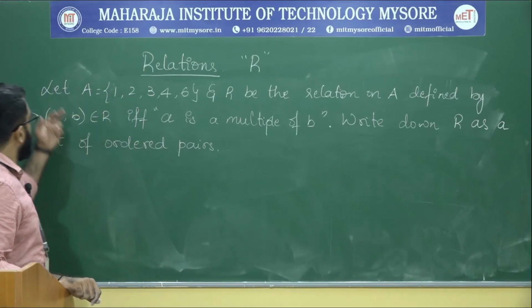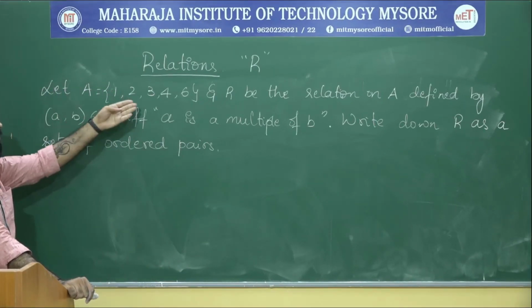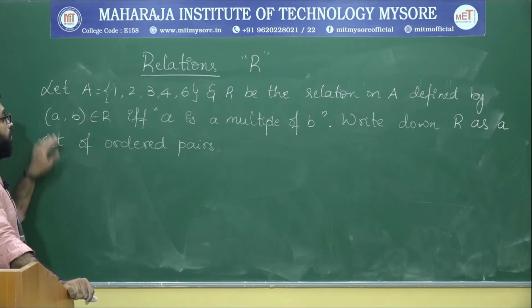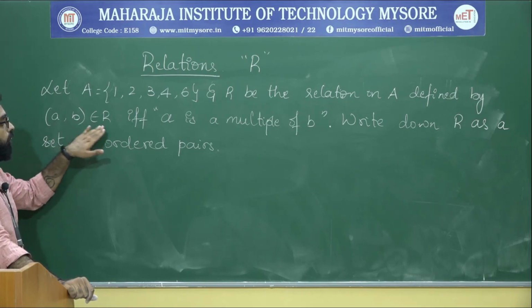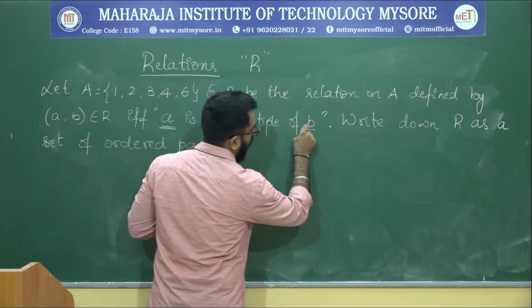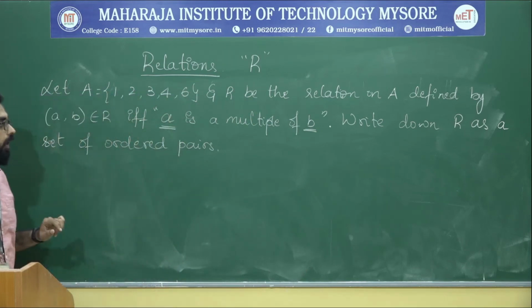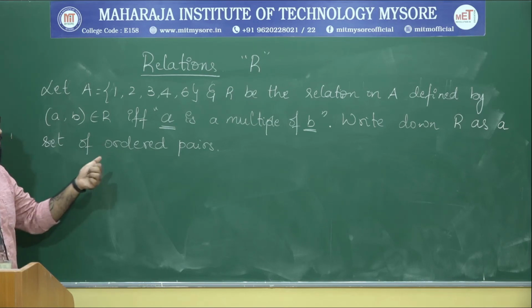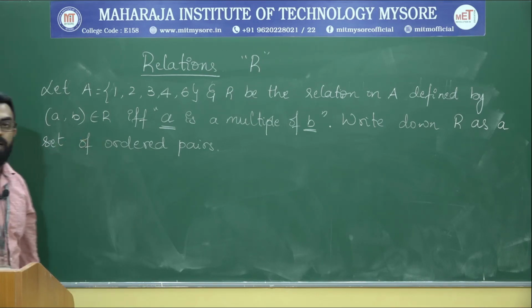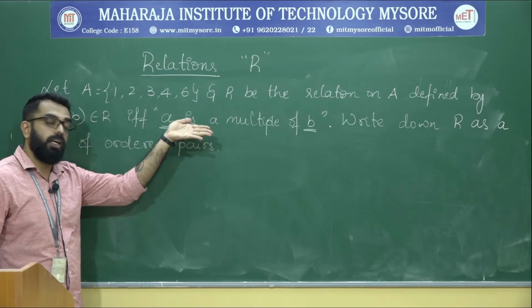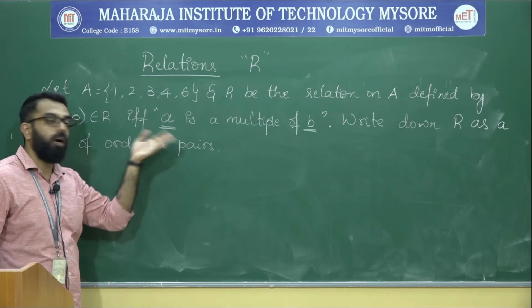Continuing, another example: let A be a set with a certain number of elements and R be the relation defined on set A, defined by, please identify the definition here, the ordered pair (a, b) belongs to R if and only if the element a is a multiple of element b. Then it is asked to write down the relation R as a set of ordered pairs. Here the definition of the relation is given. You are supposed to write the relation R as a set of ordered pairs.